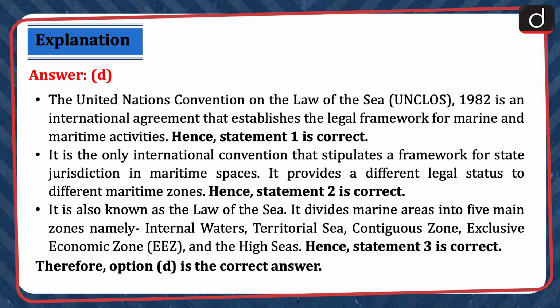The United Nations Convention on the Law of the Sea, that is UNCLOS 1982, is an international agreement that establishes the legal framework for marine and maritime activities. Hence, statement 1 is correct. It is the only international convention that stipulates a framework for state jurisdiction in maritime spaces. It provides a different legal status to different maritime zones. Hence, statement 2 is correct. It is also known as the Law of the Sea. It divides marine areas into 5 main zones, namely internal waters, territorial sea, contiguous zone, exclusive economic zone, and the high seas. Hence, statement 3 is correct. Therefore, option D is the correct answer.